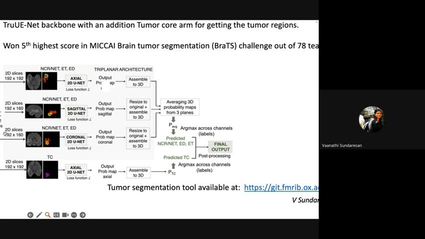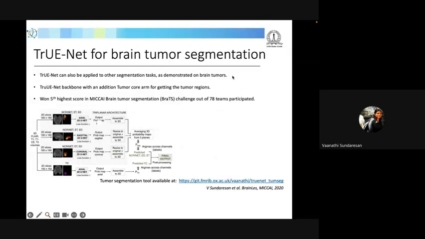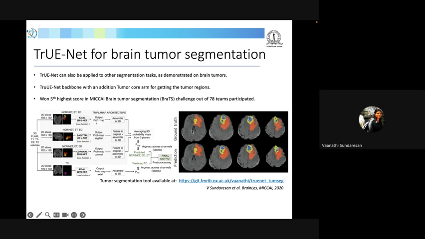If you see this part alone, we can very well see that this particular backbone is very familiar to you. This was our method, and then we also added one additional arm here, which takes care of only the tumor core. By doing this, we were able to detect the tumor regions beautifully. The top part shows the ground truth, and the bottom row shows the prediction. You can see that the prediction is very close to the ground truth, apart from some occasional mistakes.